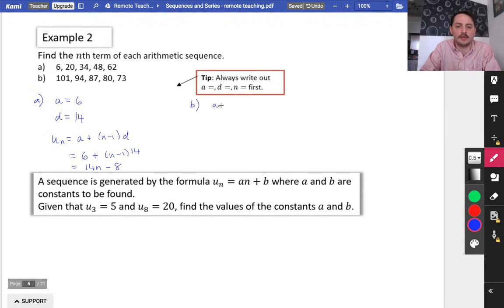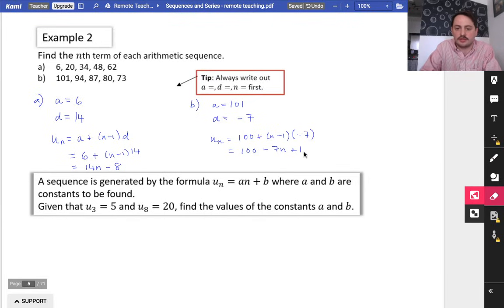So for part B, we can see that the first term is 101, and the common difference, what do you think the common difference is? Okay, you may think that the common difference is 7, but that is not the common difference. The common difference as we're moving across is negative 7. So when we put this together to find out what un is, it is going to be a plus n minus 1 multiplied by the common difference, which is minus 7. So I'm just going to expand that really carefully. So you've got 100, you've got negative 7 times n, which is minus 7, and then you've got negative 7 times negative 1, which is 100. Oh, what am I talking about, 100? I was going to the next bit, which is just plus 7.